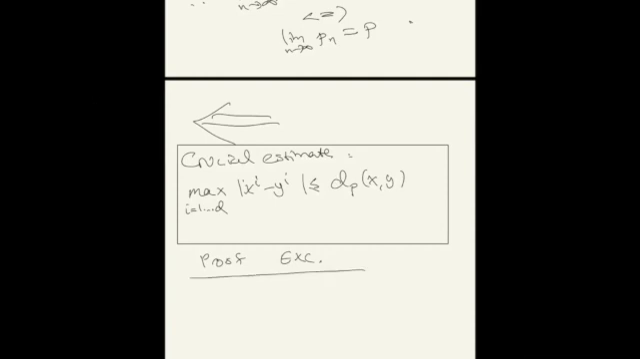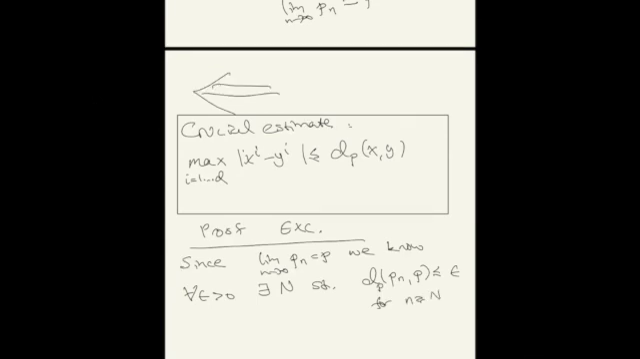Okay, but what does this give us? Well, since the limit as n goes to infinity of Pn is equal to P, we know that for every epsilon positive, there exists an N such that the distance between Pn and the limit value P is less than or equal to epsilon for all n greater than or equal to N.